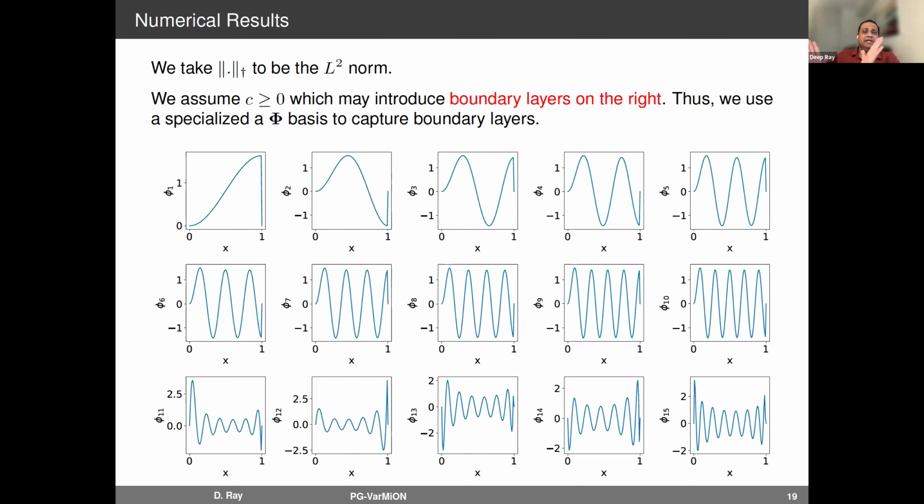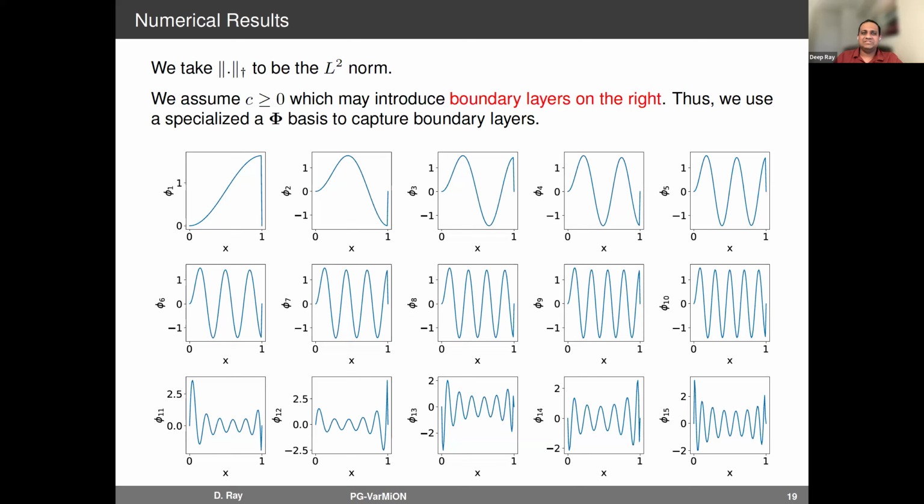So I will, in this case, use my dagger norm as the L2 norm. And I'll assume that my velocity field C is positive or non-negative, which will typically create boundary layers on the right side. So we need to have a specialized trial basis that can accommodate these boundary layers on the right-hand side. And we were able to use that to construct these 15 trial basis functions. As you will see, they'll all have this boundary layer-like feature on the right-hand side, okay?